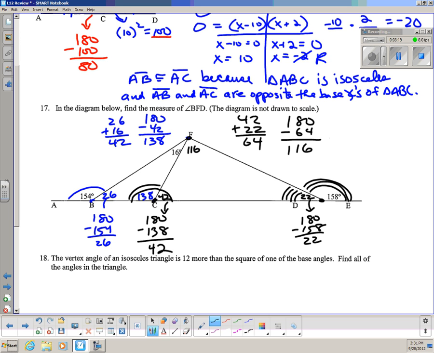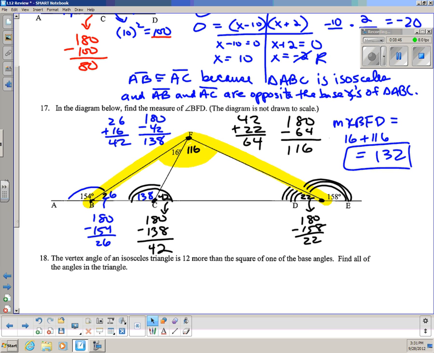I'm being asked to find angle BFD, but now we have all the little piece angles here. I can find angle BFD by adding up the 16 and the 116. It's this angle here. So measure of angle BFD equals 16 plus 116, which is 132.